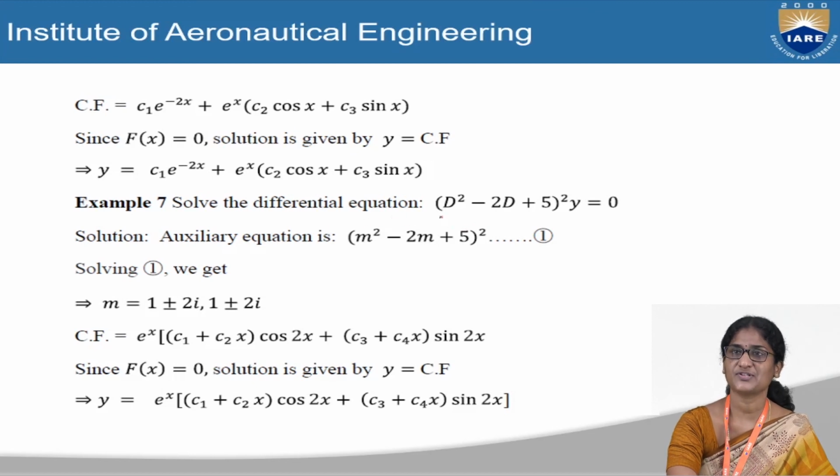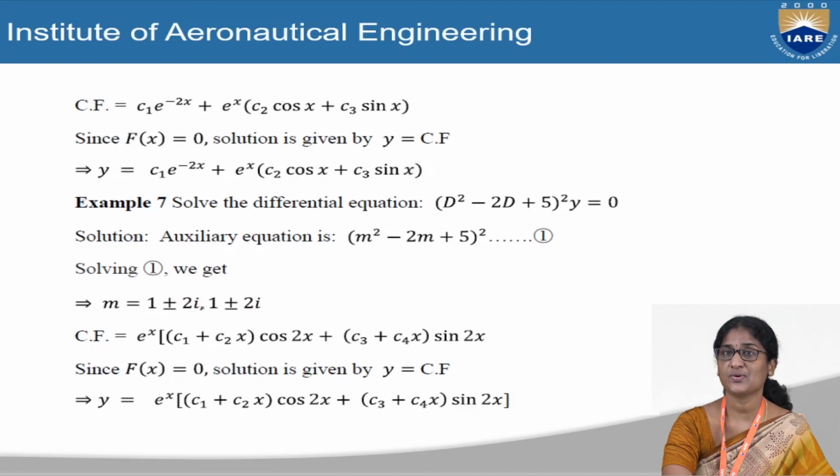Solve the differential equation (D² - 2D + 5)² y = 0. Here I have got two complex roots, 1 + 2i and 1 - 2i. Each root is repeated twice: 1 + 2i, 1 + 2i, 1 - 2i, 1 - 2i. Totally 4 roots are there, so while writing the complementary function, we should have 4 constants.